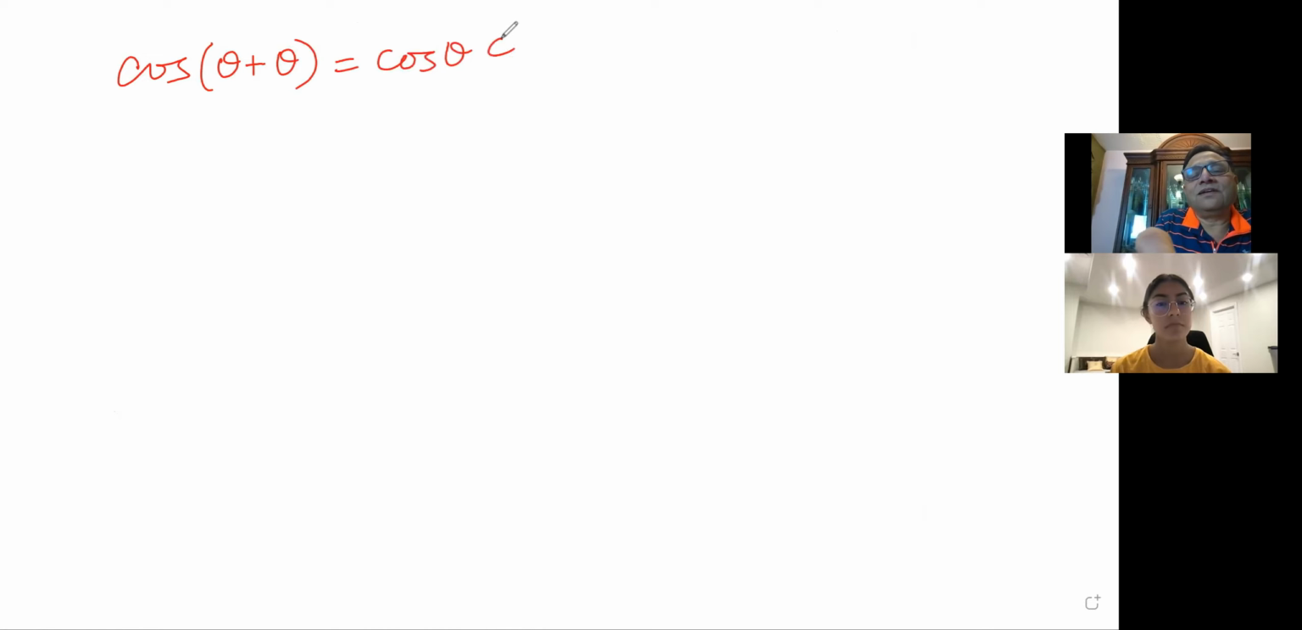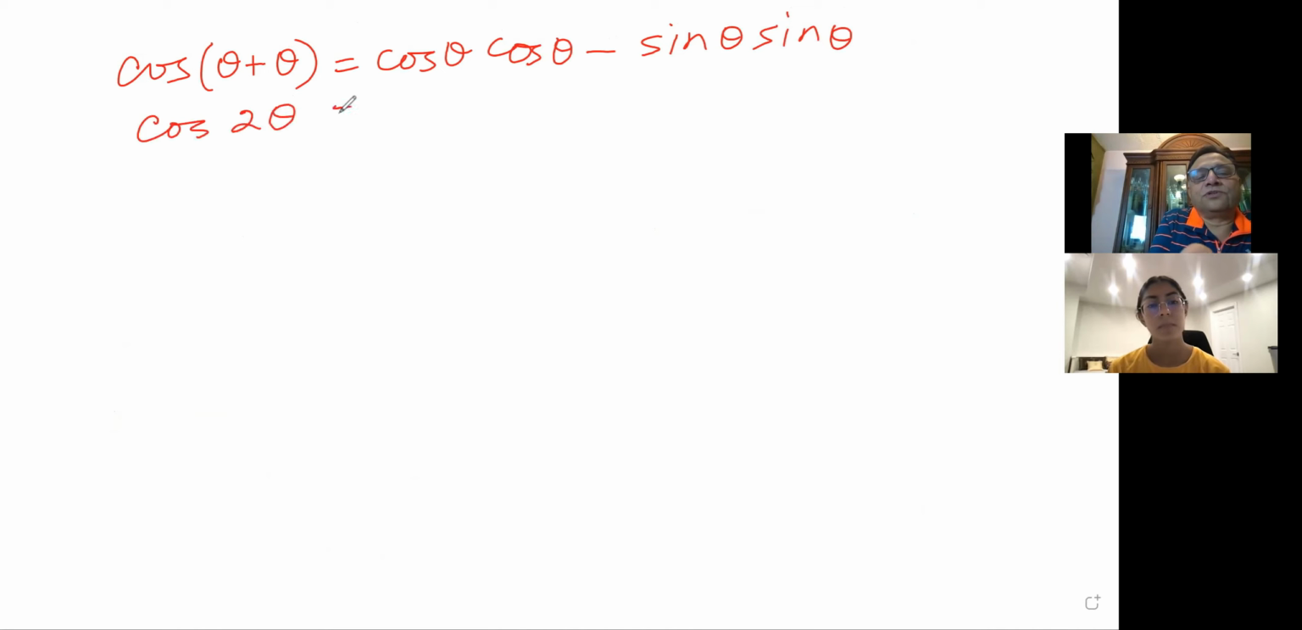Let's get back to cos. We wrote this. Let me continue from here. A plus B we wrote like this, correct? Minus sine theta again. So this basically is cos 2 theta equals cos squared theta minus sine squared theta. Very good.